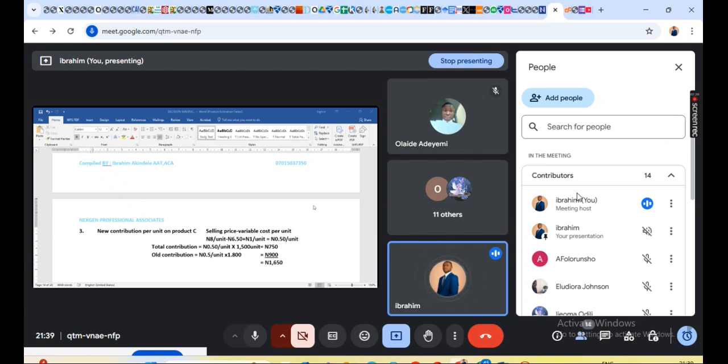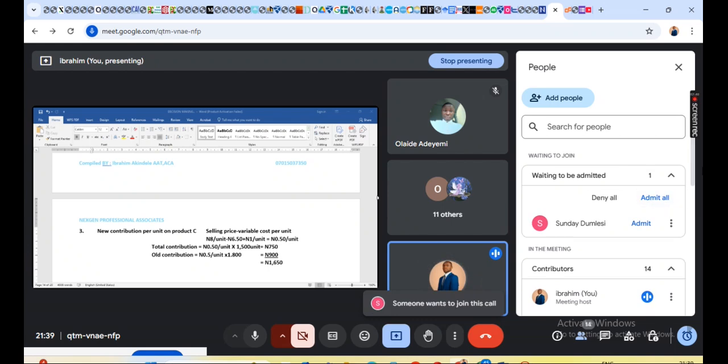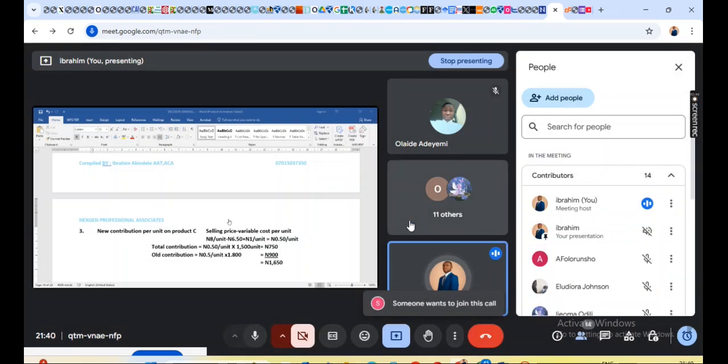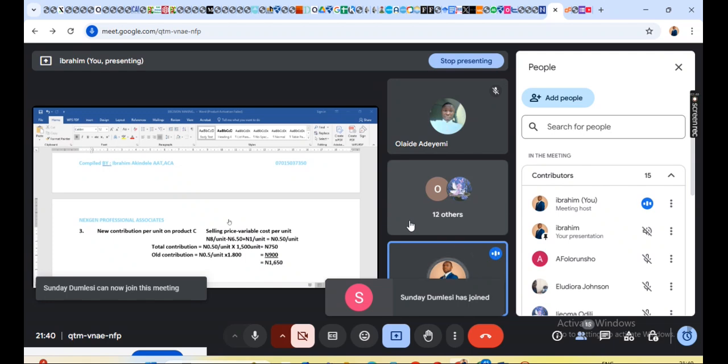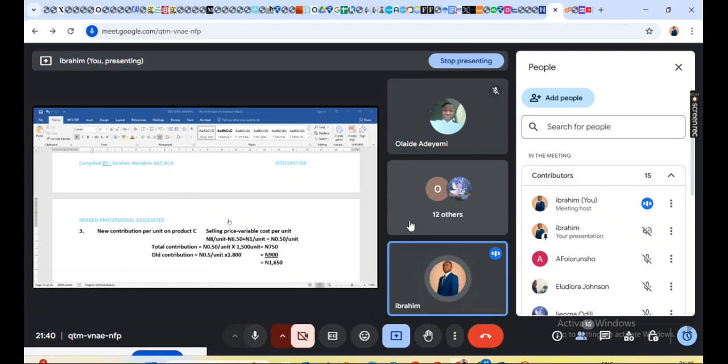Contribution per unit as a result of the increase, that is one. Two, you have your 0 naira 50 kobo per unit. Now, what will be the total contribution as a result of the increase in the selling price? And they said it is 1,500 units, class.